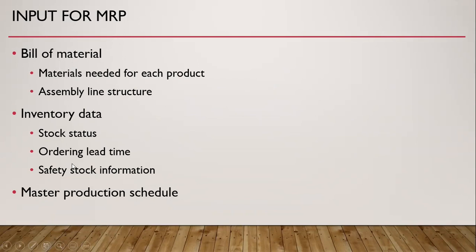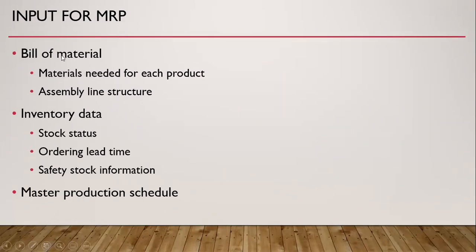What are the inputs which are required for material requirements planning? We require three things. One is bill of material. Bill of material includes materials needed to produce each product and assembly line structure. Then the other component required is inventory data. In inventory data, we need stock status, ordering lead time information, and safety stock information. Then we need master production schedule.